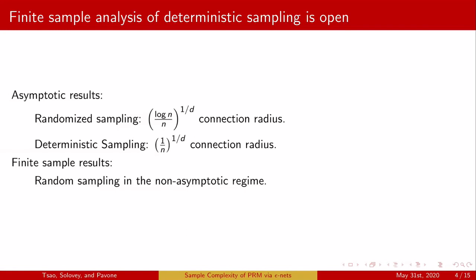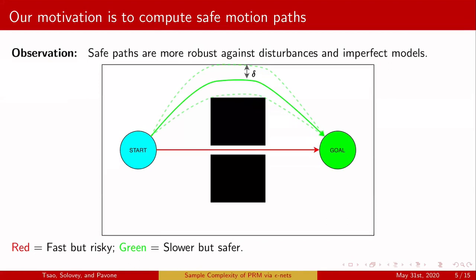And there are some works which study random sampling behavior for PRM in the non-asymptotic regime. But if the asymptotic regime does tell us anything, it's that deterministic sampling is more effective. So what we want to do here is to provide a finite sample analysis of deterministic sampling algorithms for PRM. And this motivation largely stems from the desire to compute safe motion planning paths.